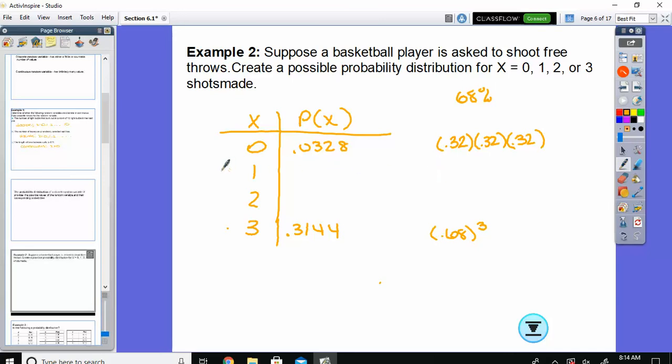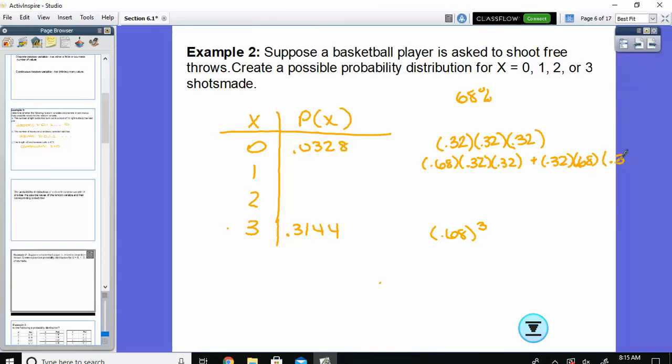Now, in this 1 and 2, this is kind of the motivation for the next couple sections that we're doing. For the probability of making one of them, you could make the first one and miss the next 2. Or you could miss the first one and make the second and miss the third. Or you could miss the first 2 and make the last one.